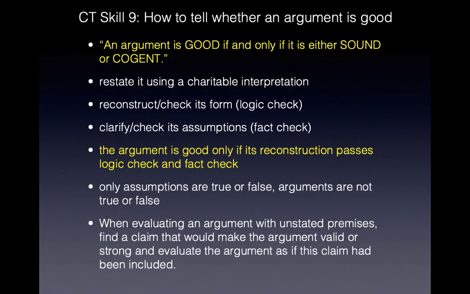Critical thinking skill 9, then, is how you tell whether an argument is good. Big summary here: an argument is good if and only if it is either sound (deductive, valid, all true premises) or cogent (inductive, strong, all probably true premises).